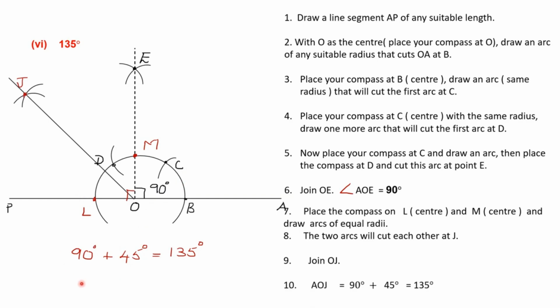Now, if you see angle AOJ, which is angle AOJ? A is here, O and J. That will be the whole of this angle. The angle that is shaded in red, this whole angle is 90 degrees plus 45 degrees, which will give us 135 degrees. So that is how we construct an angle of 135 degrees. First you have to construct an angle of 90 degrees and then you have to bisect the other angle on the left hand side and get 45 degrees. Because once you add up both, it will be 135 degrees.